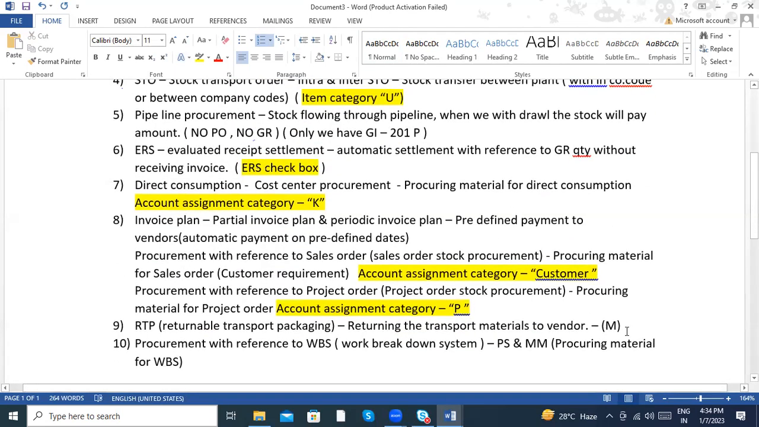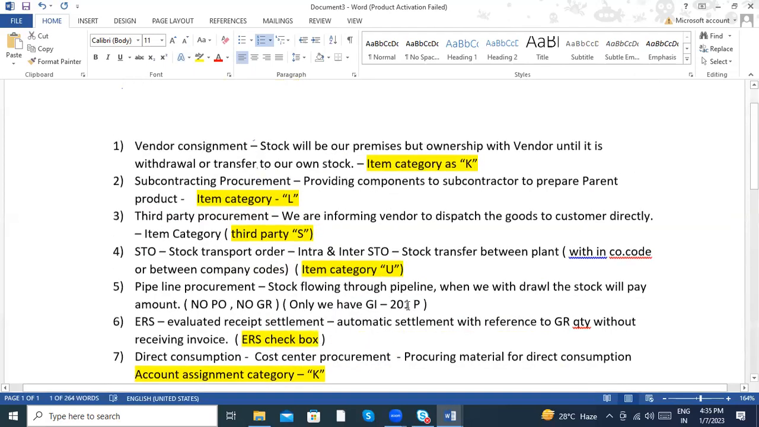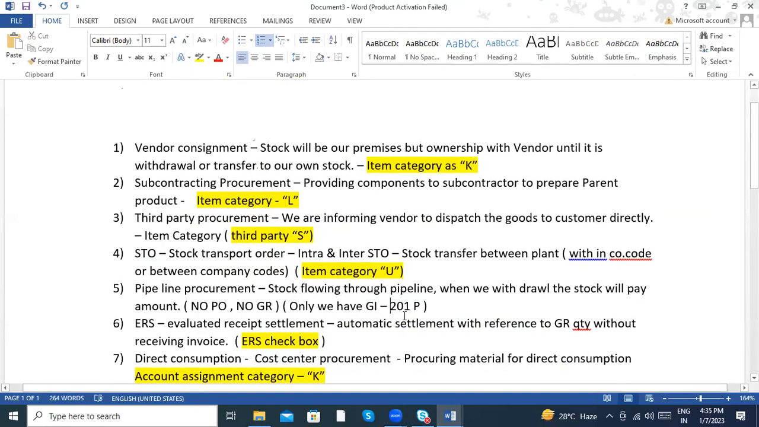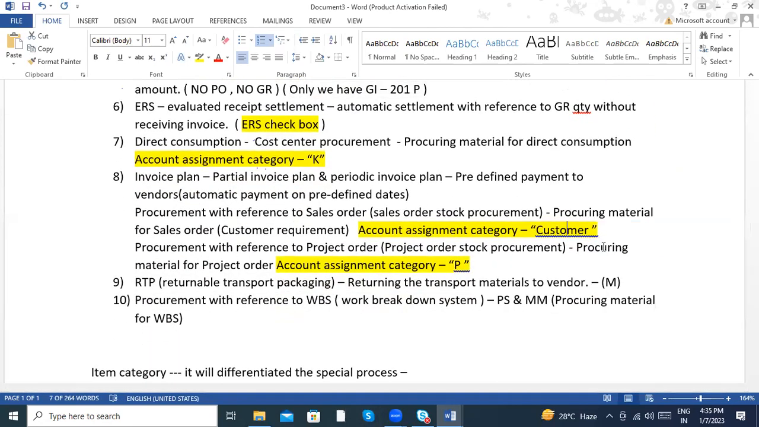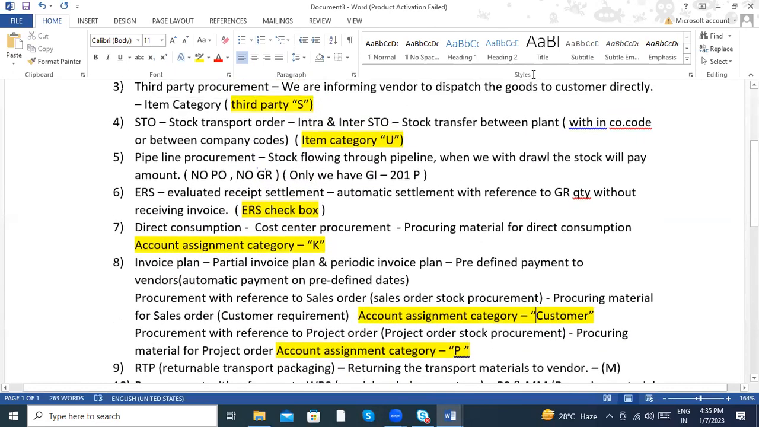Here we are saying M, like here also it is 201 P. This is the movement type. I will discuss it now. It is not at the PO level. It is at the GR inventory screen level. That I will explain now.